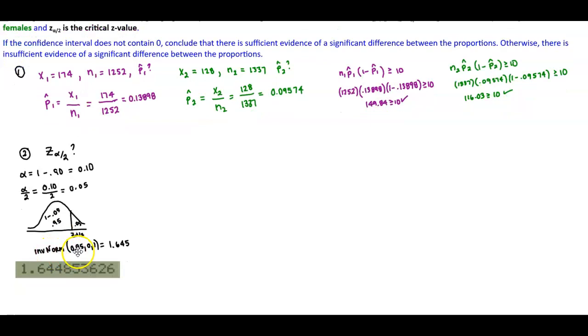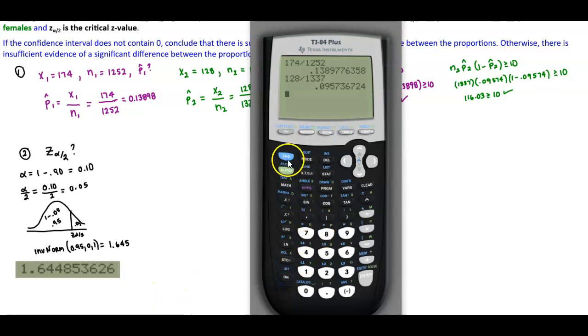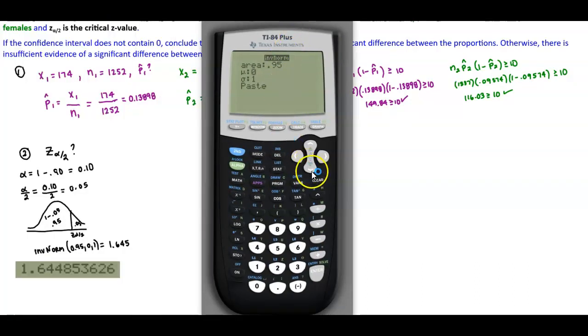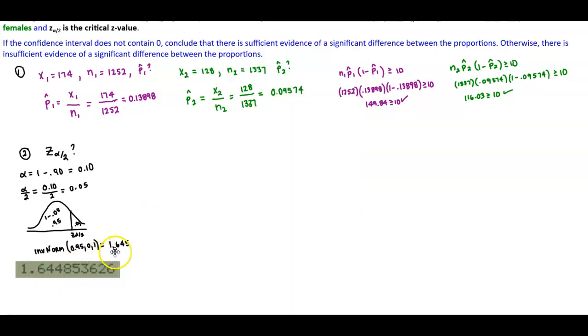Okay, so we can use the function on our calculator, Inv Norm. So let's go ahead and do that. We're going to select second, distribution. We're going to go to Inv Norm. We want the area to the left of that critical value, so it's 0.95. We also know that the mean is 0 and the standard deviation is 1. Then we're going to go down here to paste and select enter, and we get 1.644853626. So there is our answer. Now we need to round that to 3 decimal places, which gives us 1.645 for the critical value.